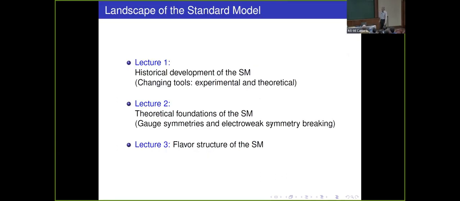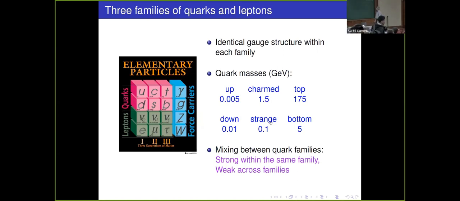In the first two lectures, we looked at the historical development of the standard model, and the last lecture was focused on foundations of the standard model, like gauge symmetries and electroweak symmetry breaking. Today, we will spend discussing the flavor structure of the standard model, because that forms a whole field of its own. As we know, there are dedicated experiments, especially to probe the structure of flavor in the standard model. So that's what we will try to look at today.